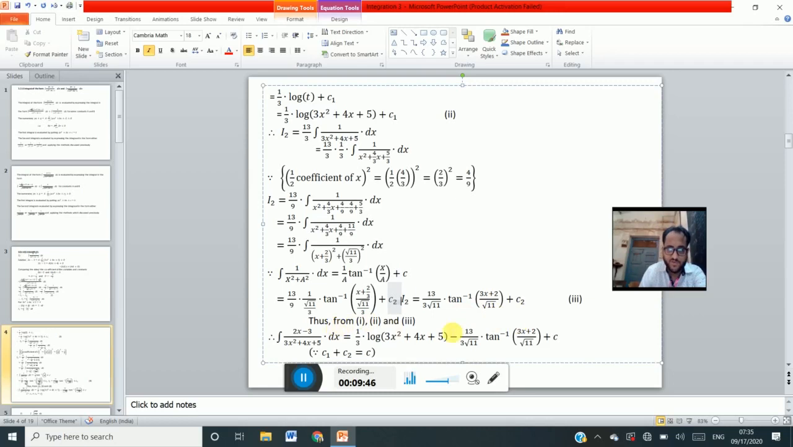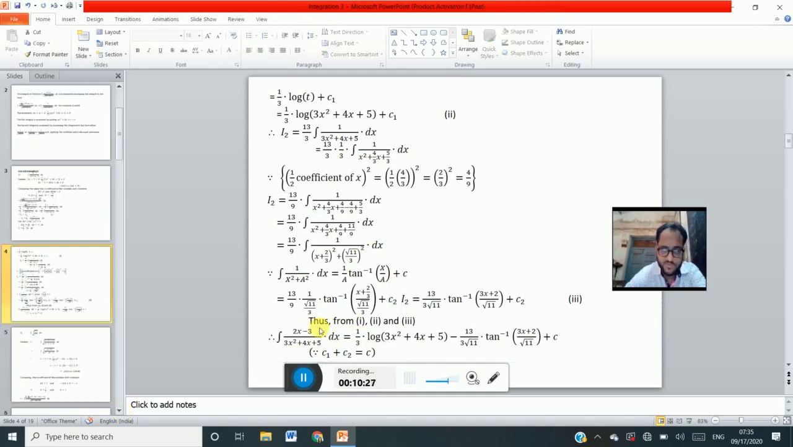c2 is again a constant. Now substitute the values of equations 2 and 3 in equation number 1, that is the results of the first and second integration. So finally what we get? The first integral is 1 by 3 log of 3x square plus 4x plus 5, and the second one is minus 13 by root 3 root 11 into tan inverse of 3x plus 2 divided by root 11, plus c, where c is again the constant of integration, that is c1 plus c2 equals c. So this is the final answer for this example. It is a very long example, so try to understand this.